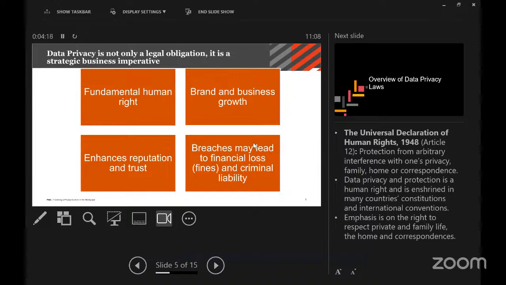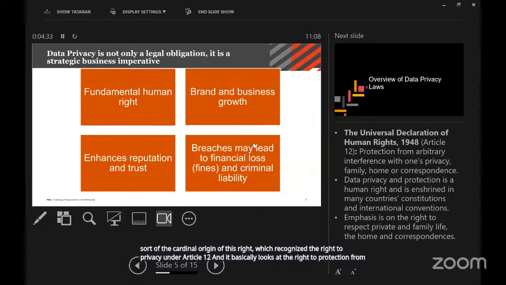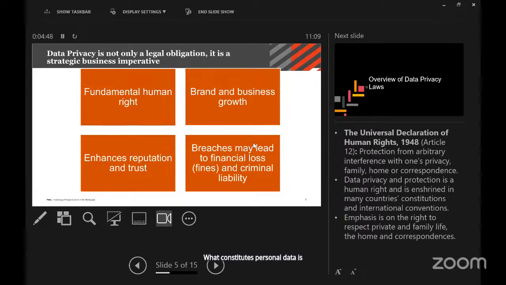So we have the Universal Declaration of Human Rights. That was the document, sort of the cardinal origin of this right, which recognized the right to privacy under Article 12. And it basically looks at the right to protection from arbitrary interference with one's privacy, as well as one's home, correspondence, family. It's a wide definition of data privacy. So when we come close to home, what constitutes personal data is a broad definition of what information do we hold, which could potentially interrupt or interfere with one's privacy, family, home, or correspondence. So that full scope needs to be held in protecting privacy.